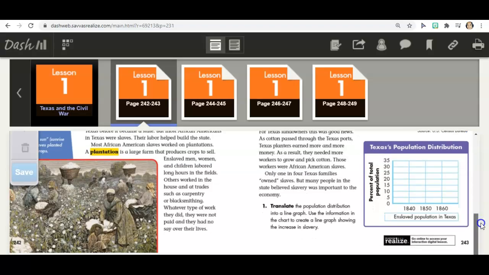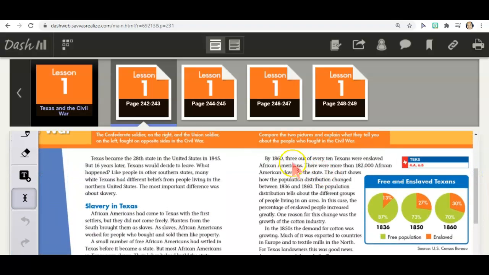By 1860, 3 out of every 10 Texans were enslaved African Americans. There were more than 182,000 African American slaves in the state. The chart shows how the population distribution changed between 1836 and 1860. The population distribution tells about the different groups of people living in an area. In this case, the percentage of enslaved people increased greatly.